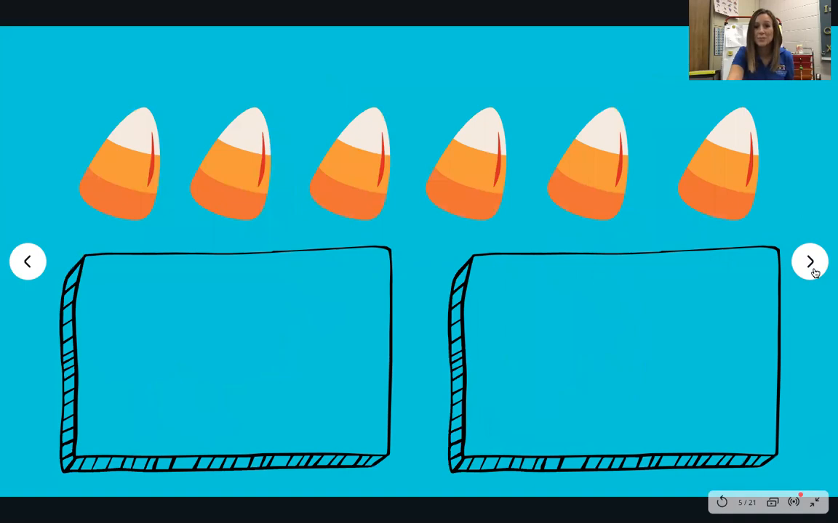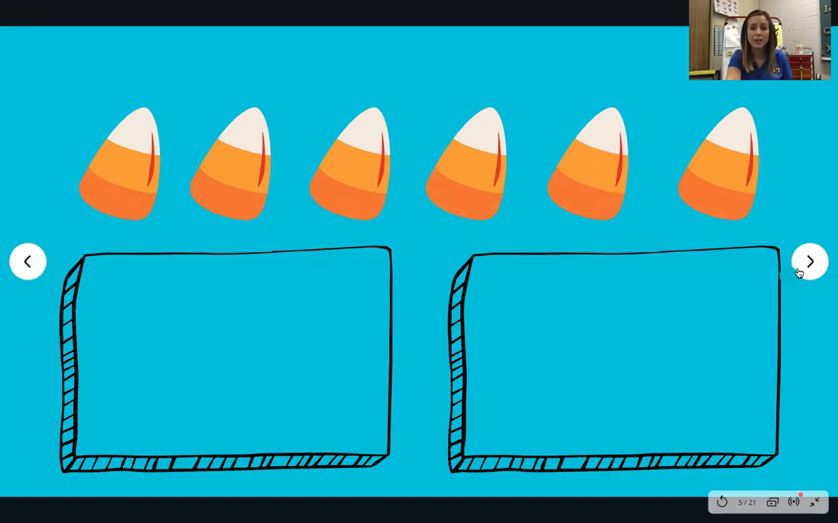Now, Halloween just passed, so it's the perfect time to think about sharing candy. On my screen, you see 6 candy corn. I want to share them into 2 equal groups. So I went ahead and made 2 boxes to show how I share them. 1 box could be for me to keep, and 1 box could be for me to share with my friend.